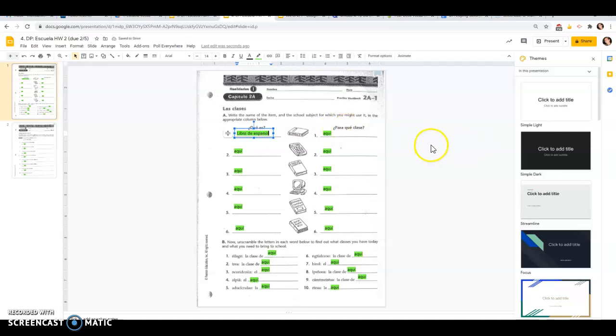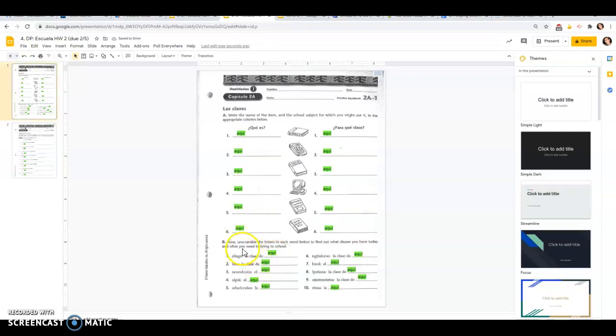Probably helps if I move that. And then over here, you would write, what class is it for? La clase de español. Just like that. If you need to, you can shift the boxes so that it all fits. So that's what you're doing for all of these. Then let me get rid of these answers so that everybody else doesn't have the answer automatically there.